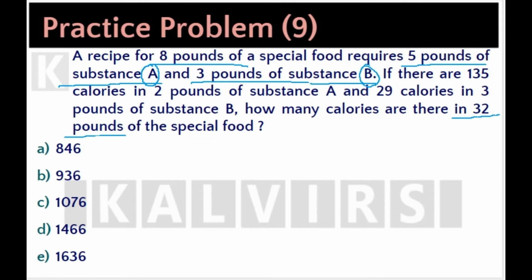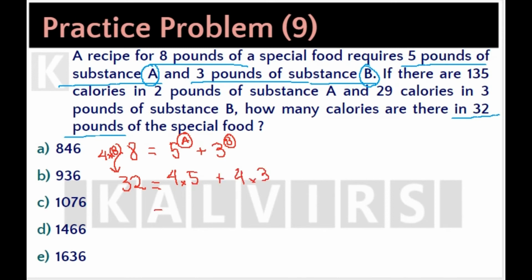Well, for every 8 pounds of special food, there are 5 pounds of A and 3 pounds of B. Therefore, in 32 pounds of the special food, which is 4 times the original recipe, we get 4 times A and 4 times B. So we get 20 pounds of A and 12 pounds of B.